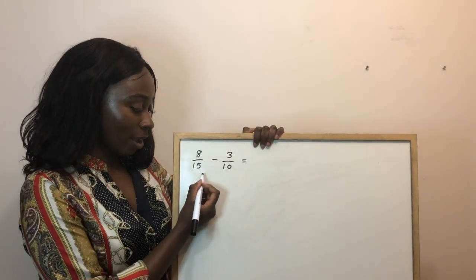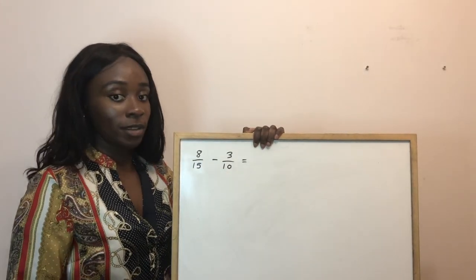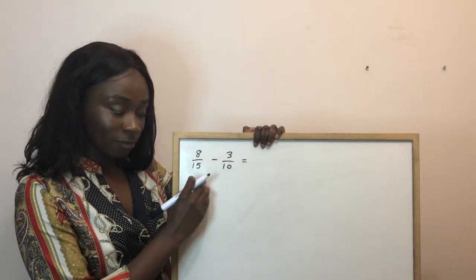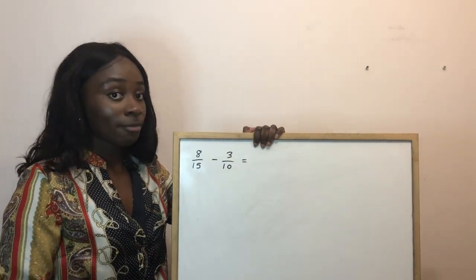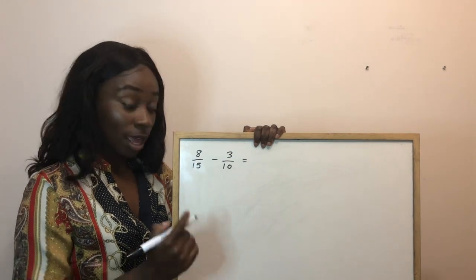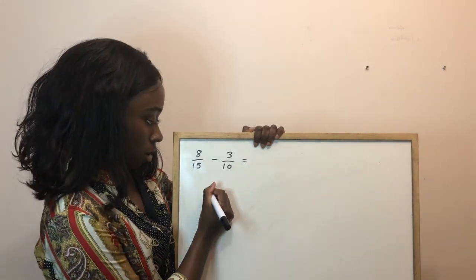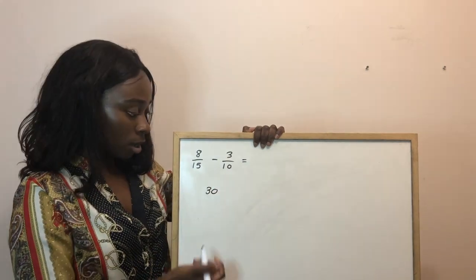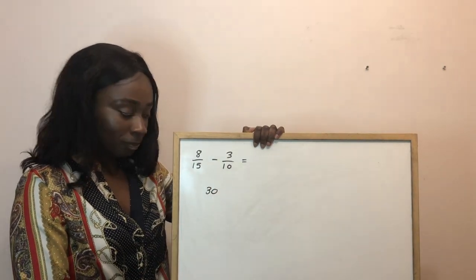So we've got 8 over 15 minus 3 over 10. So we've got to find a number that 15 and 10 both go into. Pause the video if you would like to think about it for a minute. The number is 30, or it could be another multiple, but 30 is the lowest one.